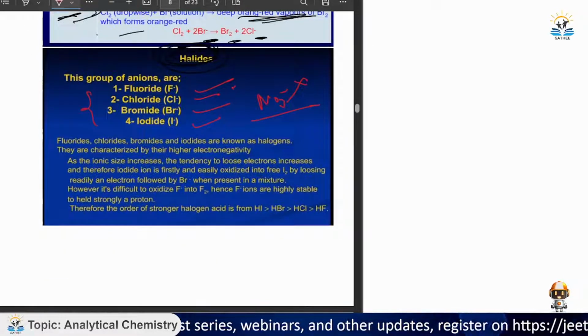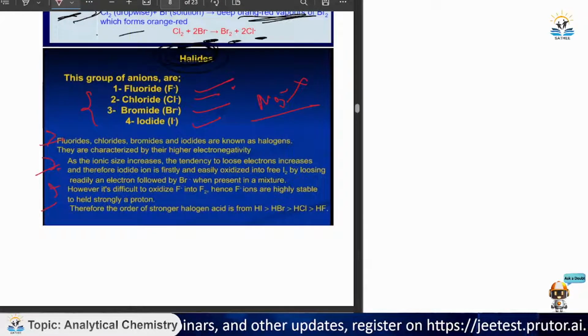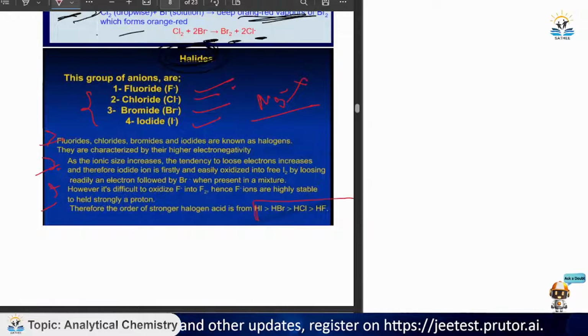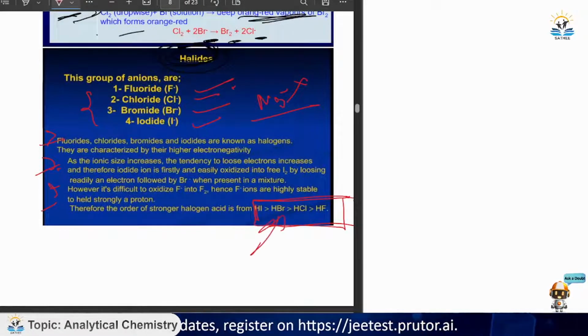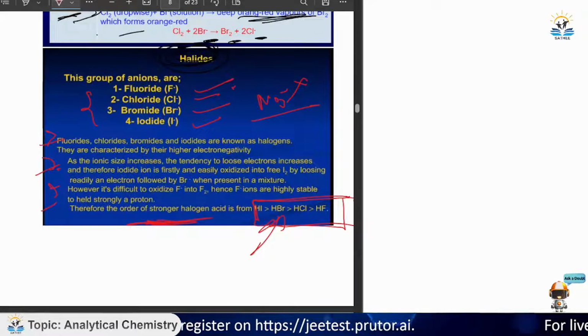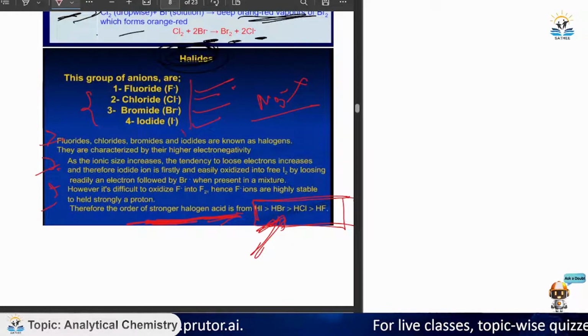So here is written something about halides, but we will not discuss that because it is not our inorganic part, and I think you all know what halides are and their chemical properties. I'm just discussing this. These are the order of stronger halogen acids. This is the acidity order, and you all know that electronegativity decreases like this.